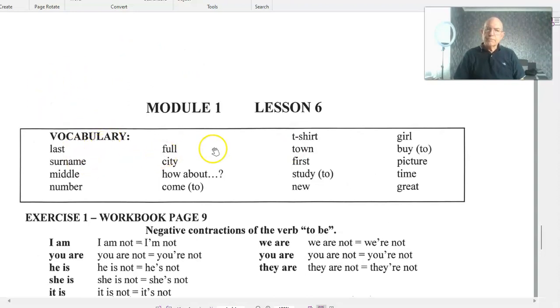So first and last. Then it talks about full, which is the complete item. We can use it for something like a glass. This bottle, is this bottle full of water? So it just means taking the whole space. You could say the room was full of people, and so forth.